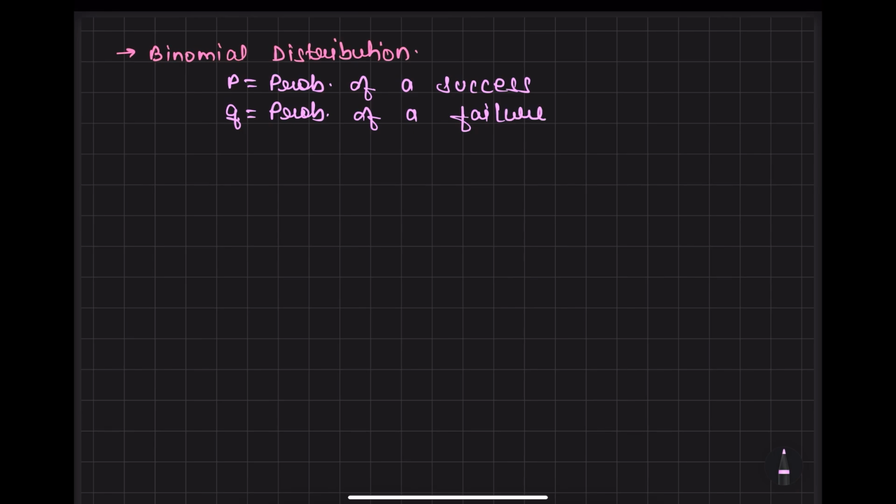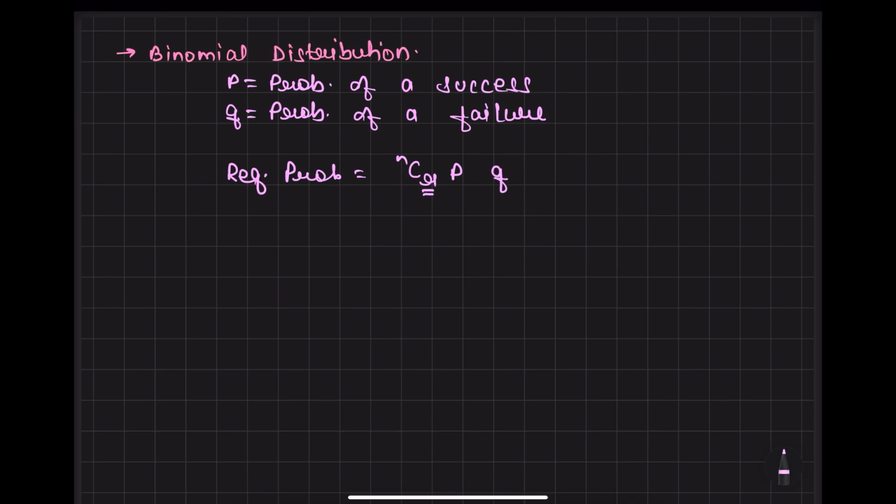Okay. Now, they will give you something as success, something as failure. You know that the sum of these two things will become one. Now, how will you write down the required probability? The required probability will be written as nCr, and then you will be writing P, and then you will be writing Q.